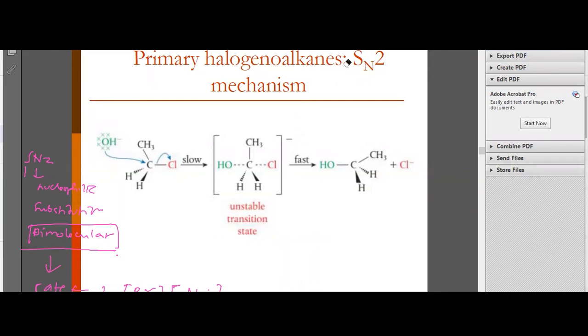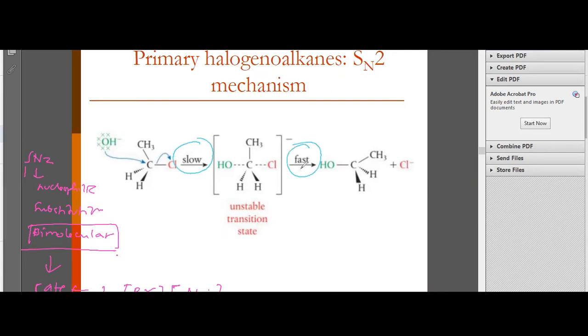Okay, now I'd like you to see about slow and fast here. The process in which OH minus attacks C and then the C-X bond breaks is a slower step for this reaction, because it requires a very high amount of energy. This is called the activation energy.